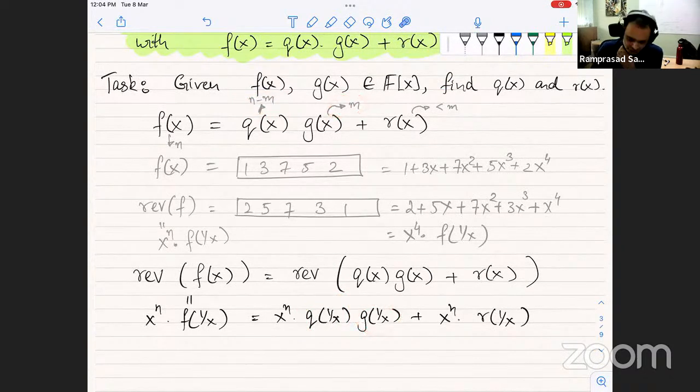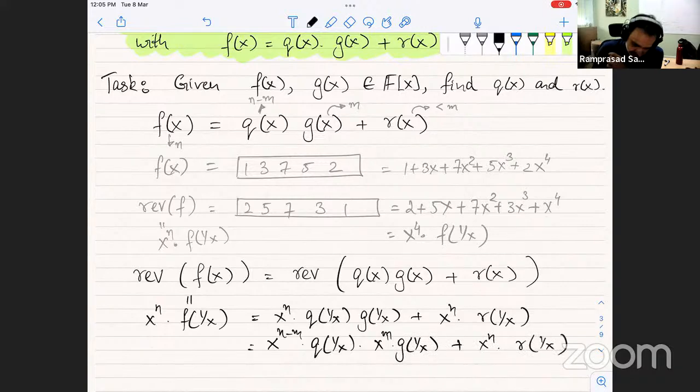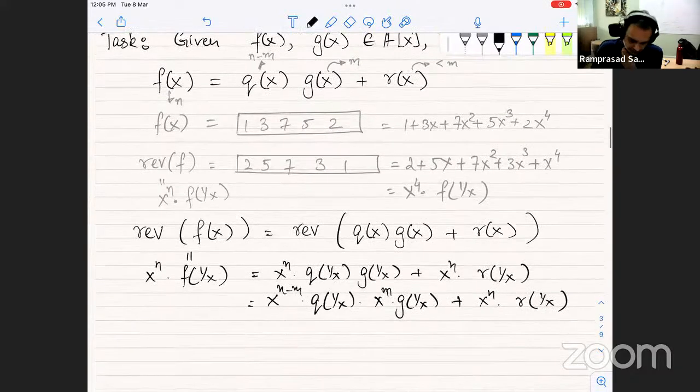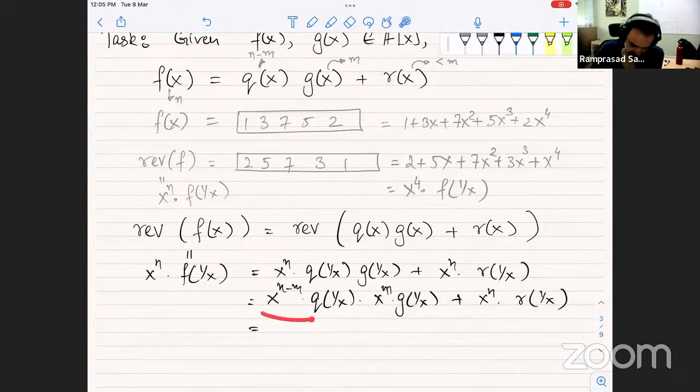Now, fortunately, the degree of q was equal to n minus m, and the degree of g was equal to m. So this x^n I can split as x^(n-m) and x^m. So I'm going to write this as x^(n-m) q(1/x) times x^m g(1/x) plus x^n r(1/x). Okay. And the first term is exactly equal to the reverse of q. The second term is equal to the reverse of g.